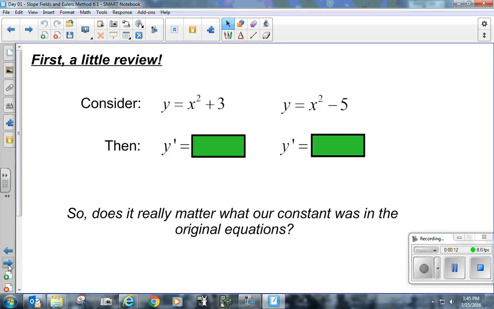So, first a little review. Let's consider two equations we have here: y equals x squared plus 3, and y equals x squared minus 5. If I were to take the derivative of the first one, it would be what? 2x. If I took the derivative of the second one, it would also be 2x. So it doesn't really matter what a constant was in the original equation, does it? No, it does not.